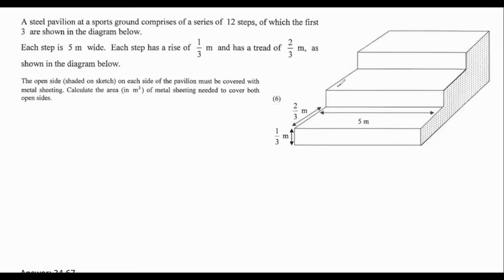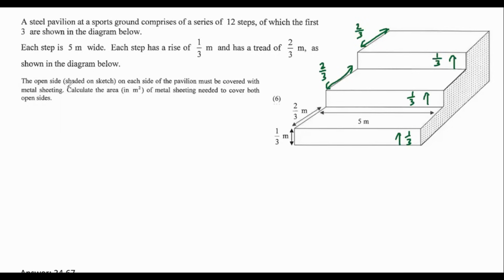Okay, so the tread is just this distance over here. So they tell us that that's going to be 2 over 3 the whole time. So this distance is always going to be 2 over 3. And then this little height is always going to be a third. They're telling us that that will continue forever and ever and ever, or for the 12 steps.